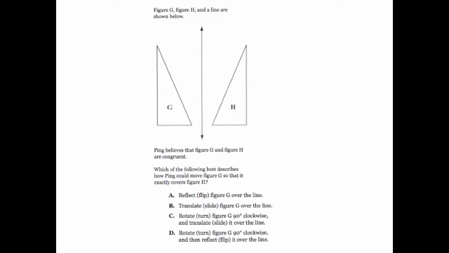Alright guys, let's look at this one. Figure G and figure H and a line are shown below. Ping believes that figure G and figure H are congruent. Which of the following best describes how Ping could move figure G so that it exactly covers figure H?